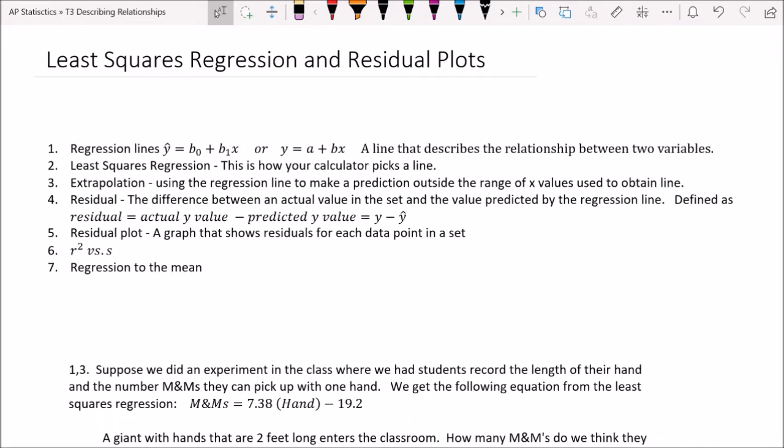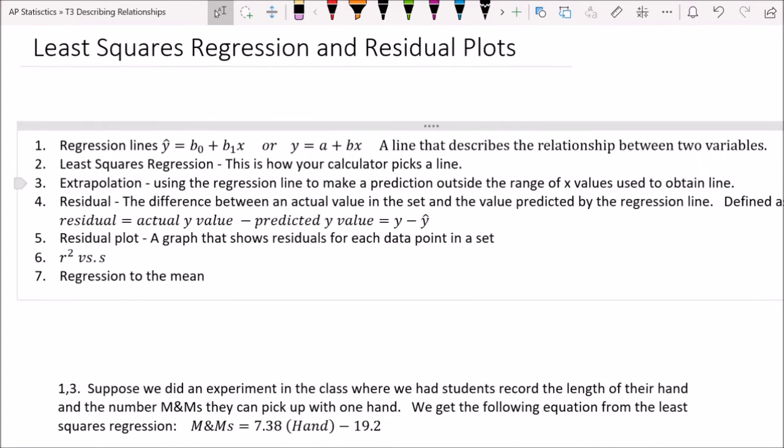Here's an outline of what we're going to talk about today with least squares regression and with residual plots, which we introduced both of those in the previous video. And so if you're looking for the very basic introduction to these things, go ahead and watch the video right before this one. But here's the things we're going to talk about today. We're going to talk about regression lines, okay, and we got those on here.